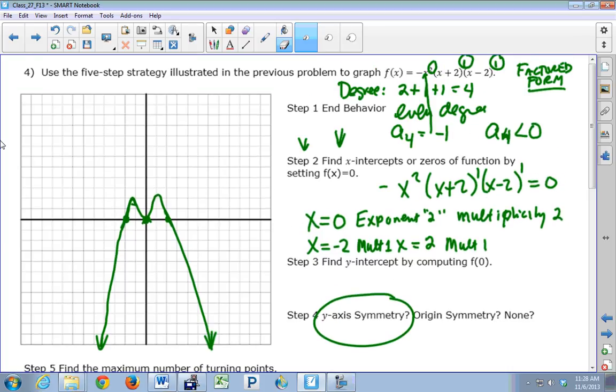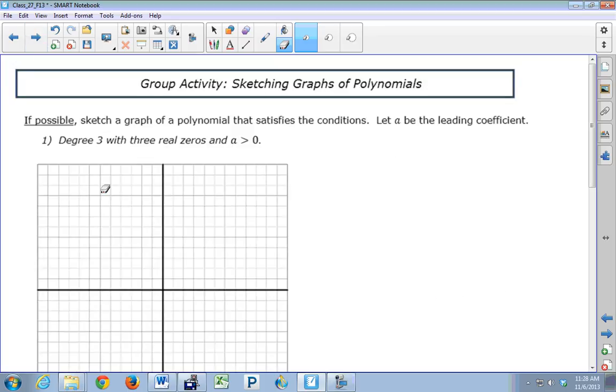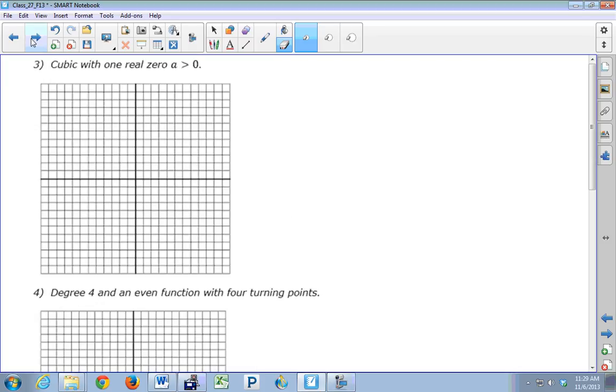All right, number 5, when you're bored this weekend and you want a little extra work, try 5 on your own. I want to get you right to the fun stuff. You have 2 activities. You have this activity, and notice the directions, I've even underlined: if possible, sketch a graph of a polynomial that satisfies these conditions. A is the leading coefficient. If it's not possible, you just say, no way, not possible, can't do, can't fool me, Kavanaugh, whatever you want to say. You've got 3 or 4 of those.